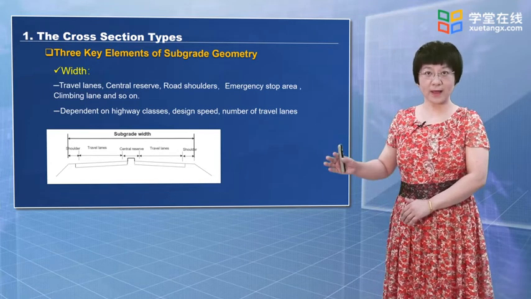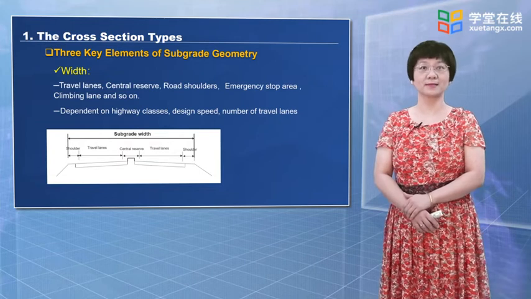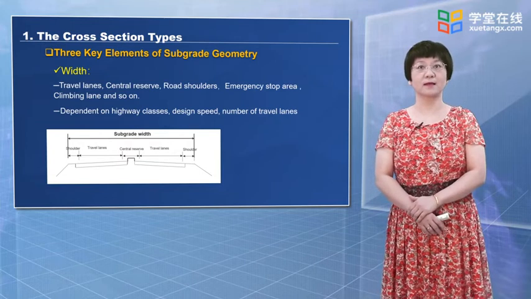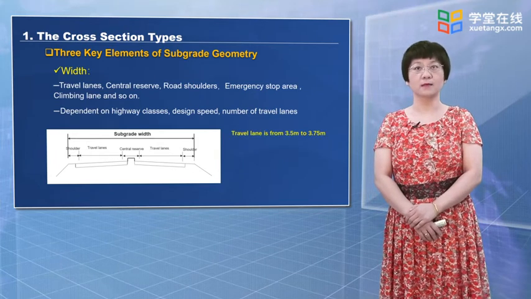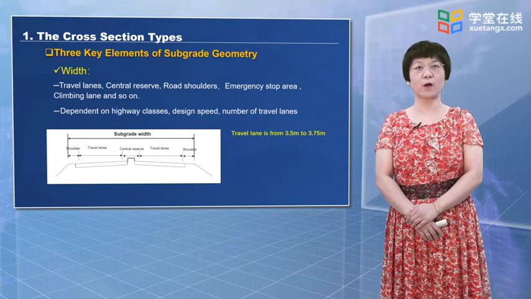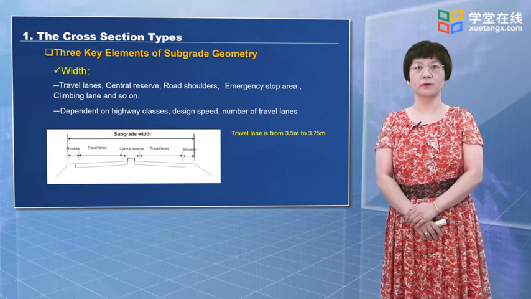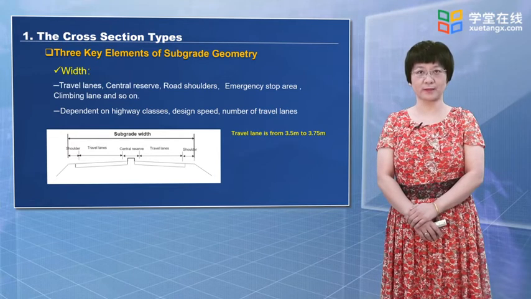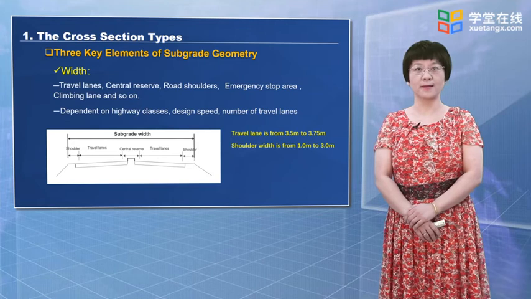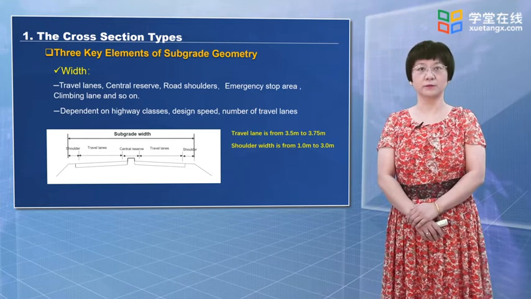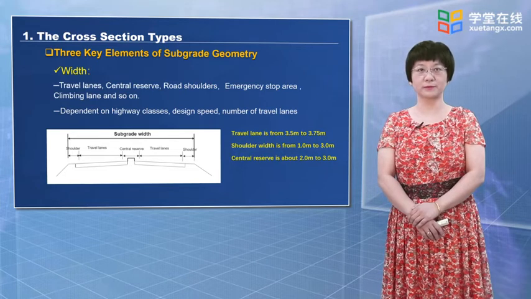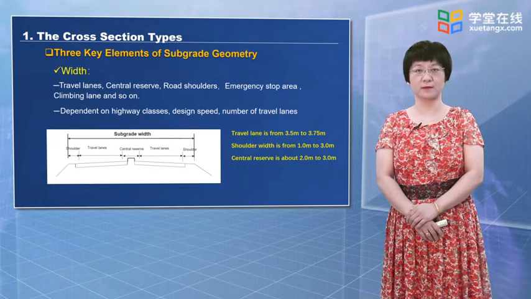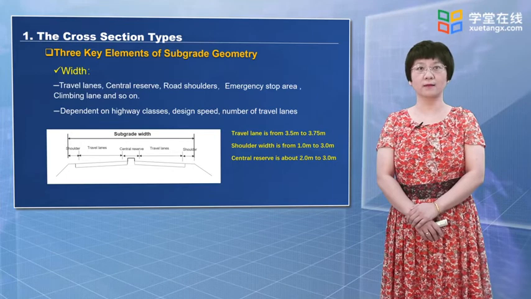The width is dependent on highway class, design speed, and number of travel lines. In common, the width of a travel line is from 3.5 to 3.75 meters. The shoulder width is from 1 meter to 3 meters, and the central reserve is about 2 meters to 3 meters, which depends on the highway class.